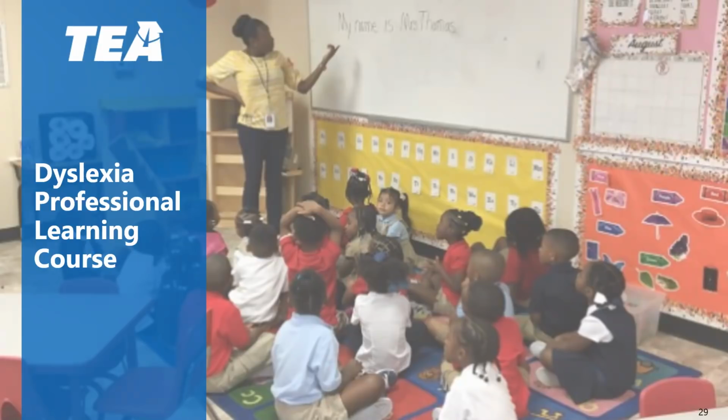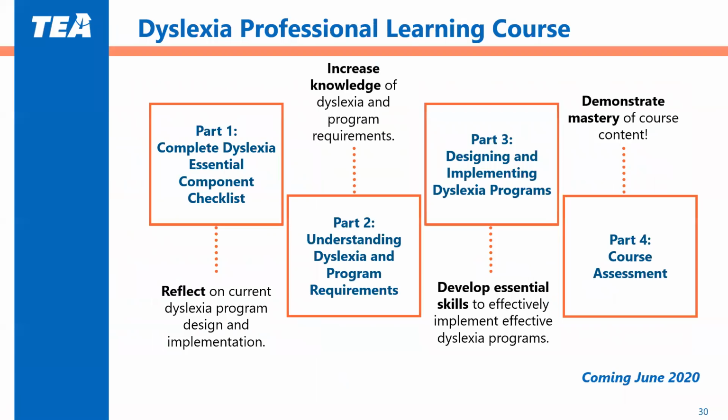I mentioned that TEA will be releasing a new resource called the Dyslexia Professional Learning Course to support LEAs and schools in designing and implementing their dyslexia programming. It is due to be released June 2020. We are excited to share a preview of the upcoming Dyslexia Professional Learning course. The course will be divided into 4 sections.